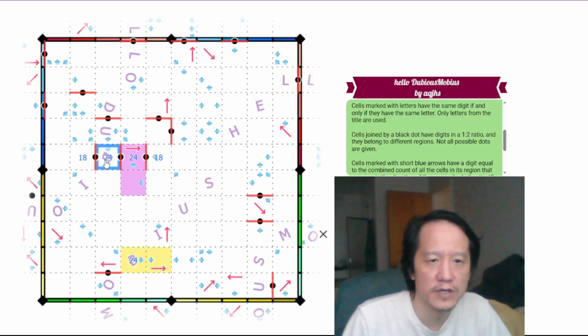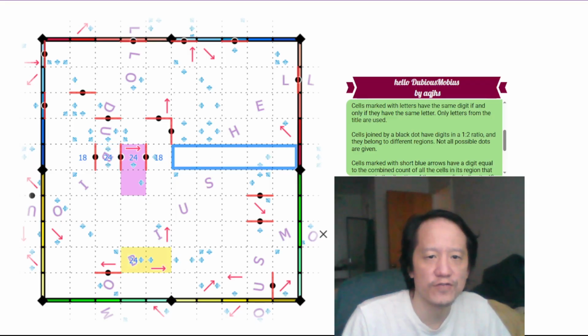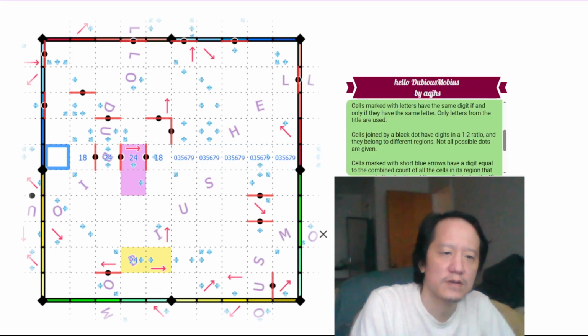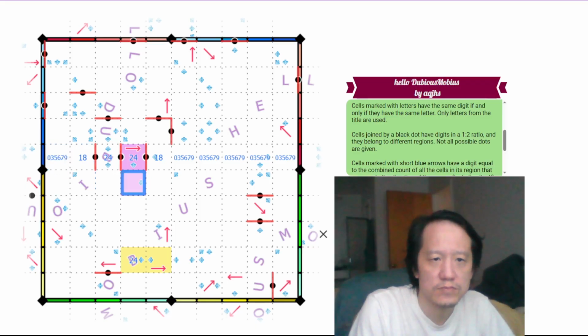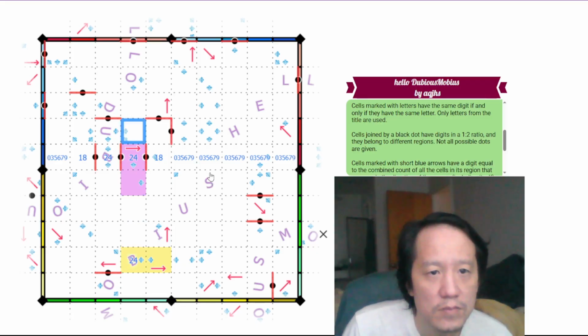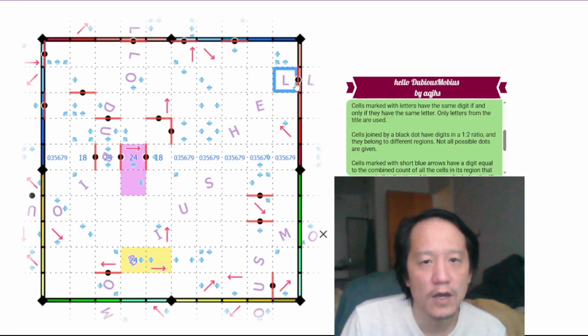And this is the same as that one, right? The rest of row 5 has to be 0, 3, 5, 6, 7, 9. L is in a 1 to 2 ratio with... Wait.